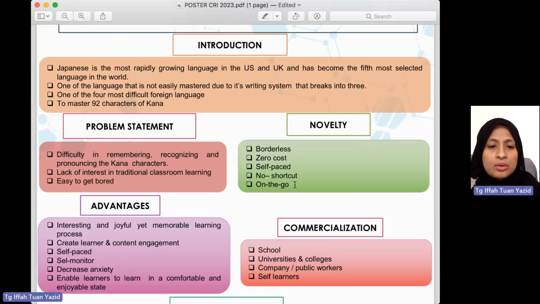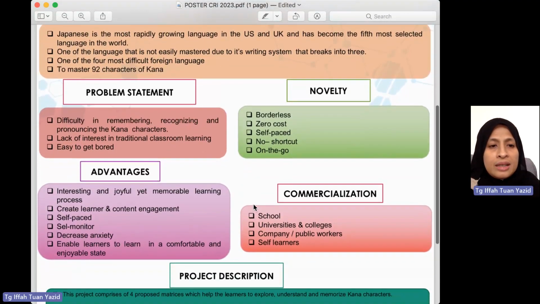Last but not least, it is on the go, because now people are always carrying handphones. Learners do not need to open the laptop to learn Japanese. Just use the phone and you can easily access it anywhere and anytime.